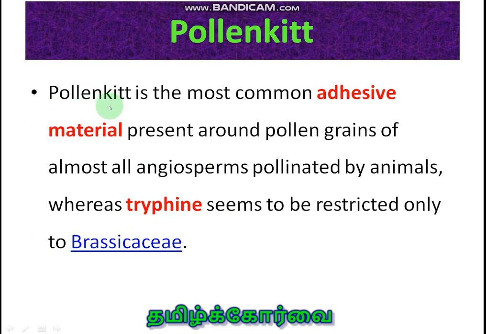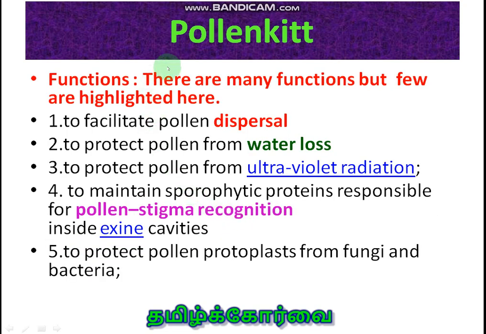Pollen kit. Pollen kit is the most common adhesive material. As it is adhesive, it is able to attach itself to the pollinating animals and also to the stigma. One more adhesive material of the same type is tryphine, but it is present mostly in Brassicaceae family members.